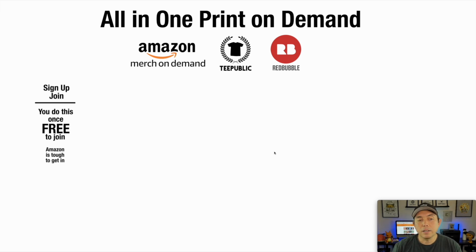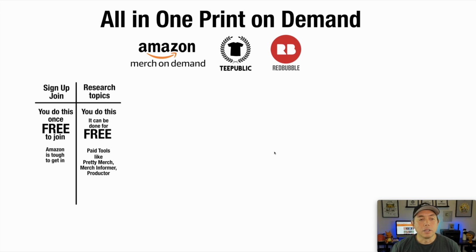The next thing is you need to research. I talk about this all the time. If you're on TeePublic, research on TeePublic. If you're on Amazon, research for that. You can do this for free. It can be done for free, but there are some paid tools that can help you with this. Specifically for Amazon, there's Pretty Merch and Merch Informer and Productor and a whole bunch of others. For Redbubble and TeePublic, very hard to find those, but you can still do research for free on their site.